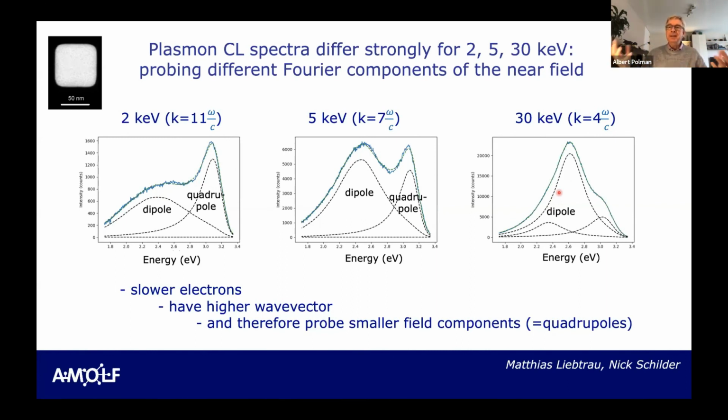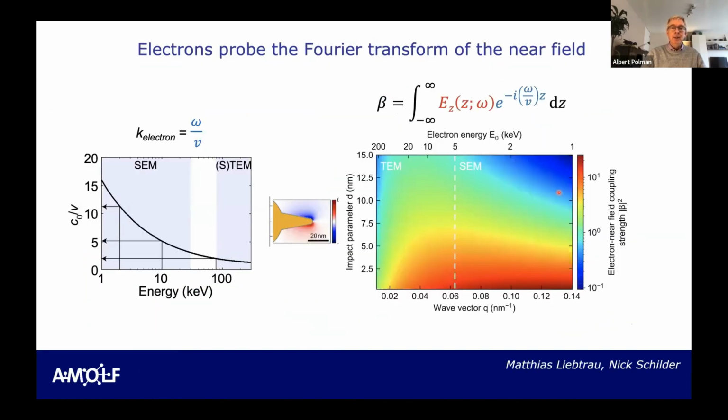So it's kind of mathematics. The electron performs a Fourier transform. You have a near field, you don't know what it is. We cannot map it in the spatial domain, but we can map it in inverse spatial frequency. And from that, we can also reconstruct the near field. So with that, we're probing the near field.